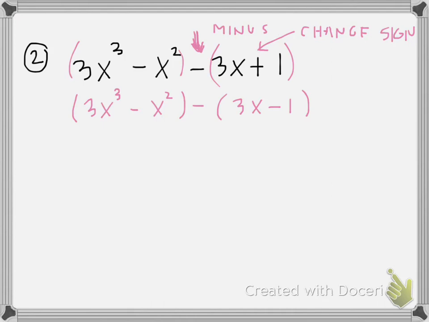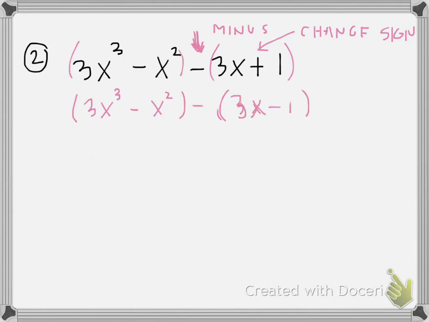The reason you put those groupings there, you just imaginarily put those groupings. If you got rid of those groupings, this would be 3x cubed minus x squared, and then you would have to distribute this negative. So this would be a negative 3x, and a negative times a negative 1 turns into a positive 1. That's the reason you have to remember to change those signs.